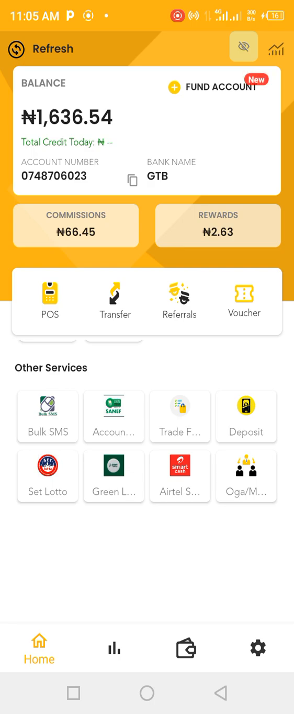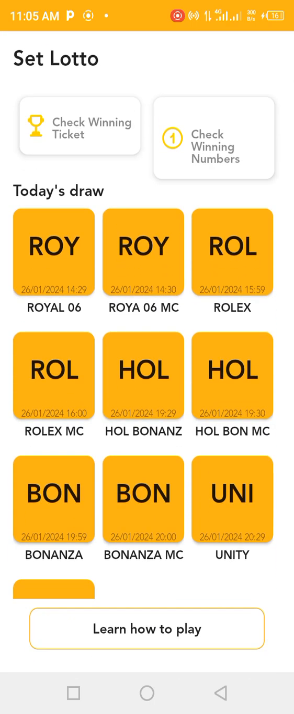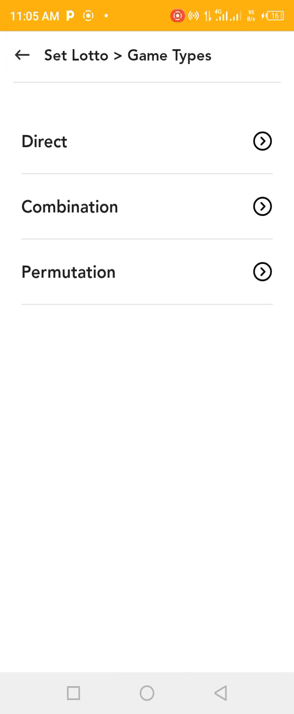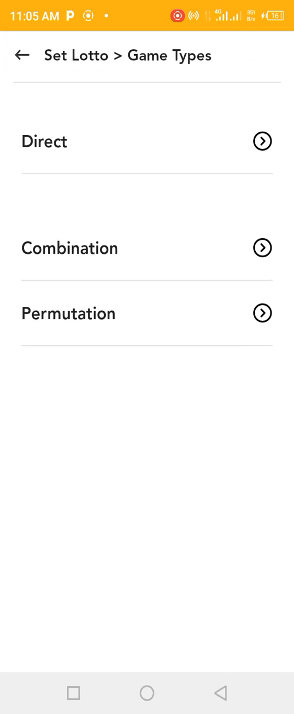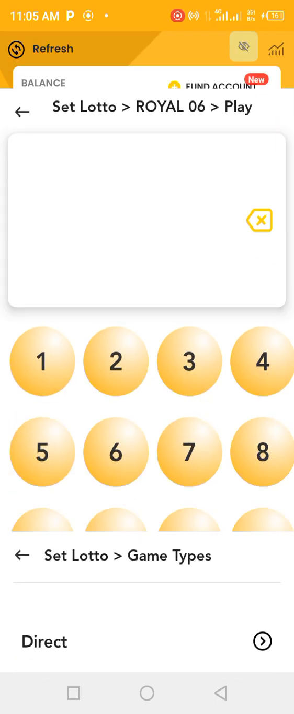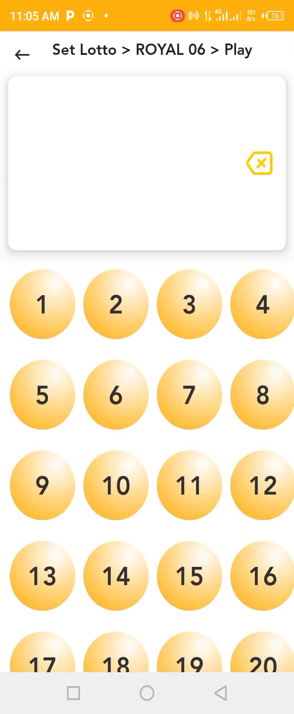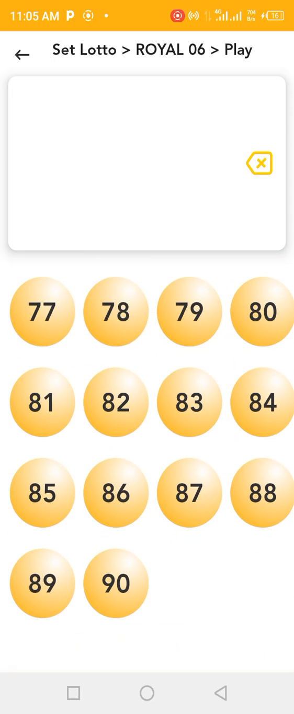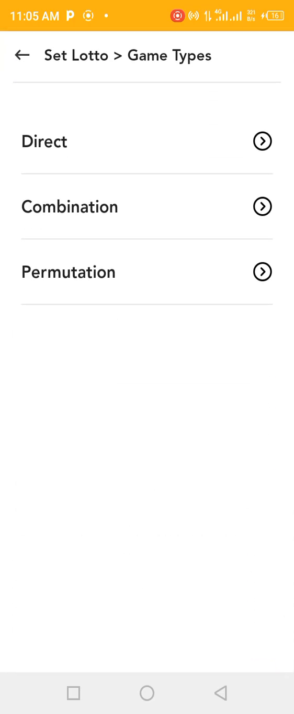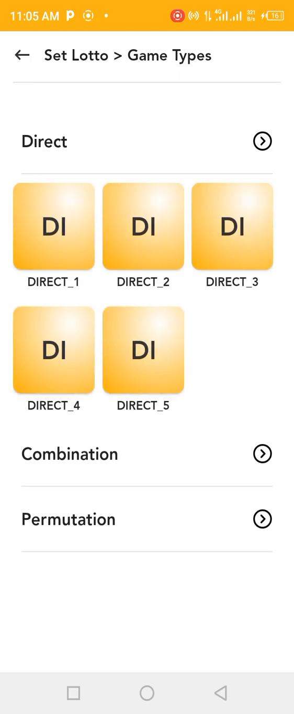Then let's go back to Set Lotto again. Supposing I'm playing the same Royal 06. Remember, we're still on direct game. You can play direct two, meaning you have two direct numbers you are playing. It could be two, it could be 10. We have between 1 and 90. Then you go back again. You can play direct three, direct four, direct five.